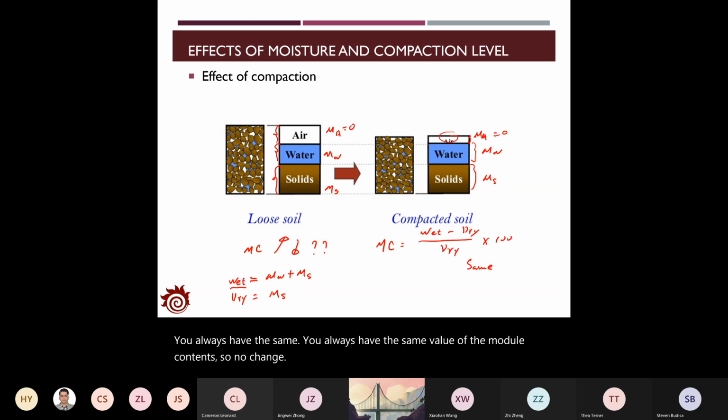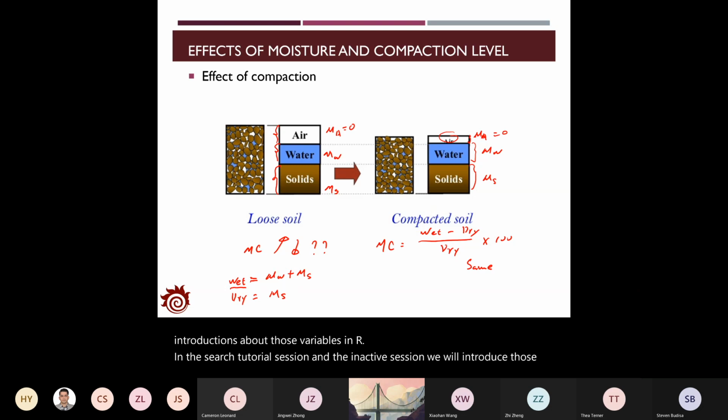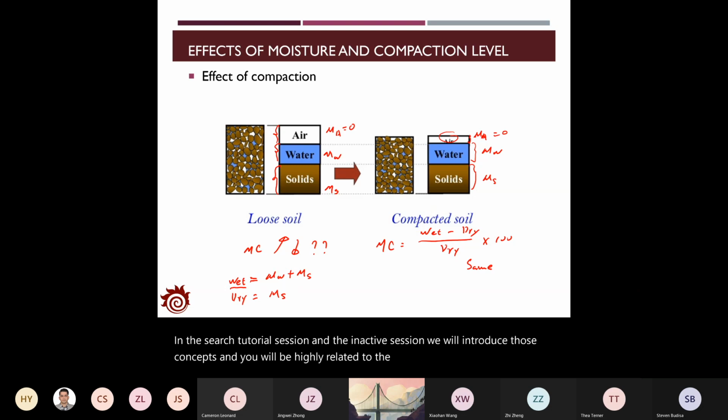You might be a little bit confused about it. There are some other variables to measure the properties of the soil with respect to the volumes, and we will introduce those concepts in the third tutorial session. They are highly related to the design of the advanced pavement layer called the subgrade, and we will learn how to calculate those variables in the future slides.